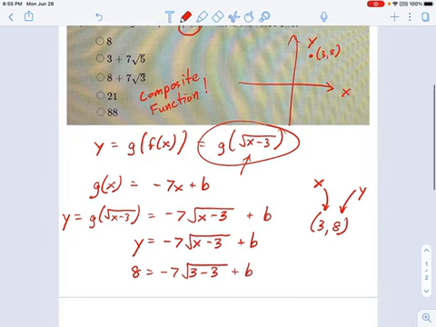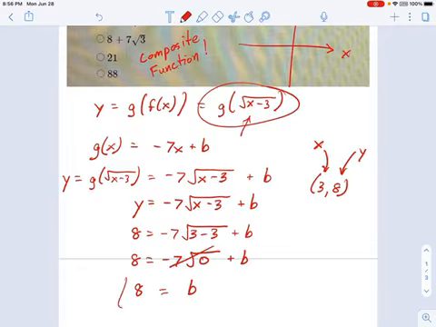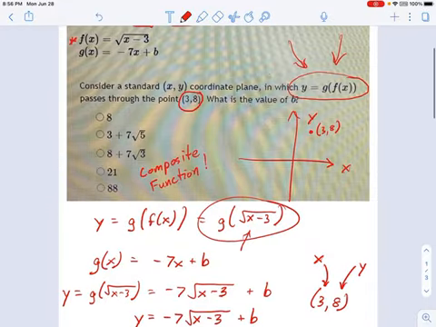Well, now we have an equation with just numbers in it and a letter b, which we're going to figure out. So I'm going to say 8 equals negative 7 times the square root of 0 plus b. And the square root of 0, you should know that, it's 0. And 0 times 7 is 0. So what we get, this whole thing crosses out, is just 8 equals b. Okay, so that's our answer. You can see that as one of the selections right here.